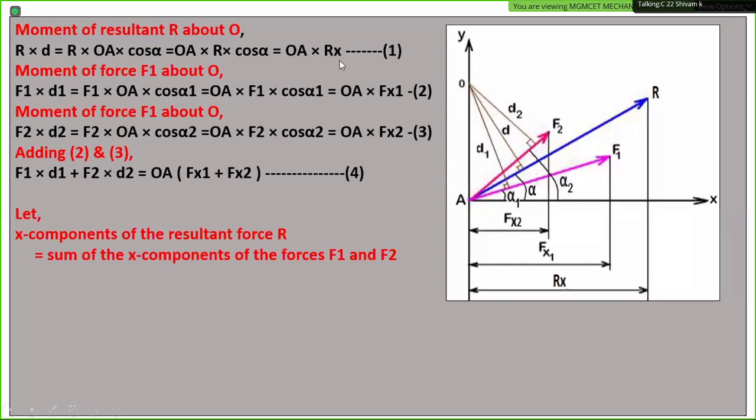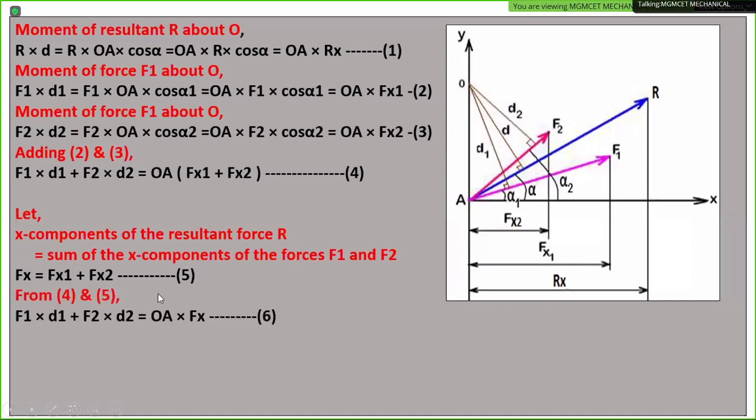Okay, sir. So 1, 2, 3. Moment of the resultant, moment of the force F1, moment of the force F2, and as I know, moment of the forces F1 and F2, if I add, I am getting the equation OA into (Fx1 plus Fx2). Then x component of the resultant is equal to sum of the x component of the forces F1 and F2. So vector addition, simply this is nothing but the vector addition. So Fx is equal to Fx1 plus Fx2. So F1 into d1 plus F2 into d2 is nothing but OA into Fx.